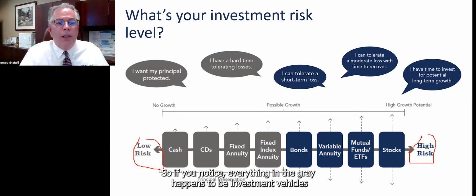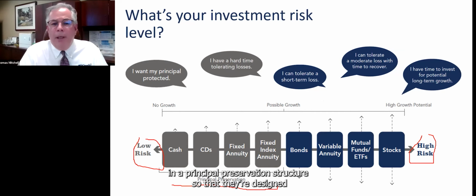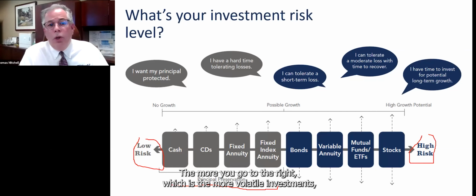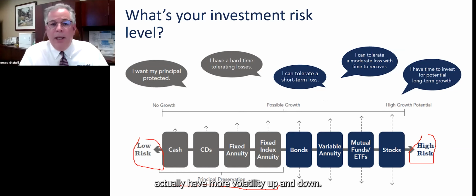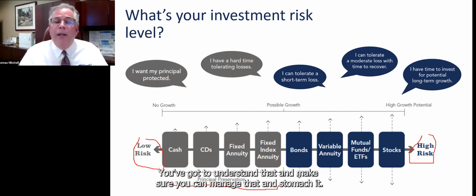So if you notice, everything in the gray happens to be investment vehicles that are designed to be in a principal preservation structure, so they're designed not to have principal loss, but actually have some upside return. The more you go to the right, the more volatile investments actually have more volatility up and down. They have more risk of gain, but they also have a higher risk of loss. You've got to understand that and make sure you can manage that and stomach it.